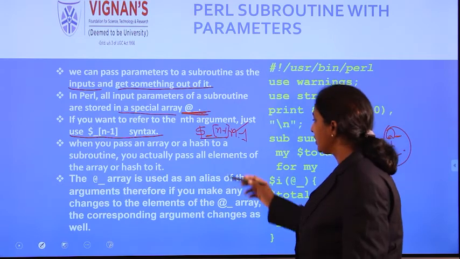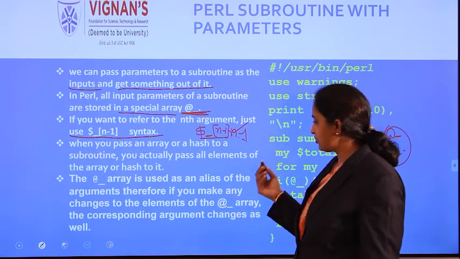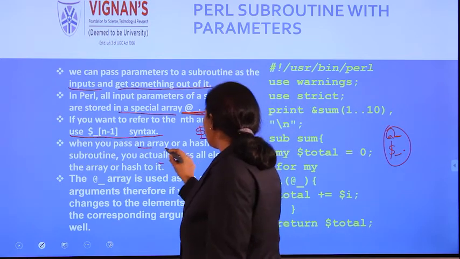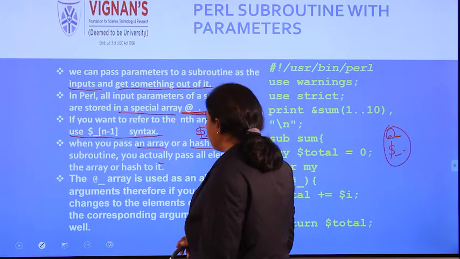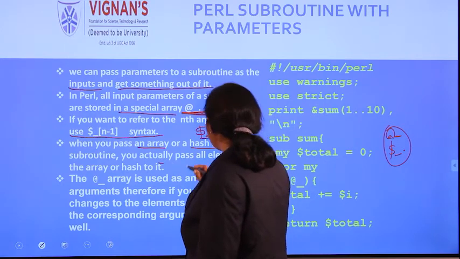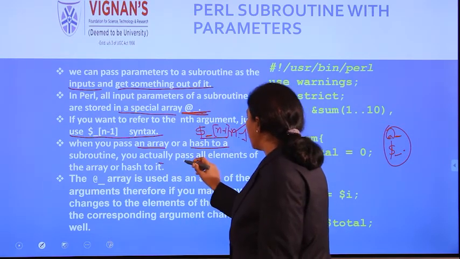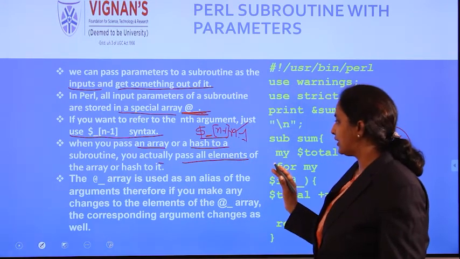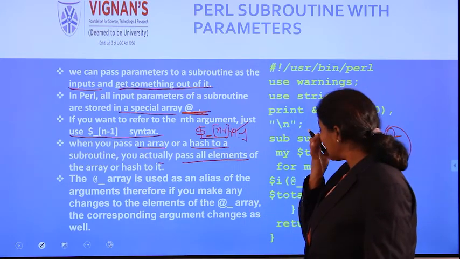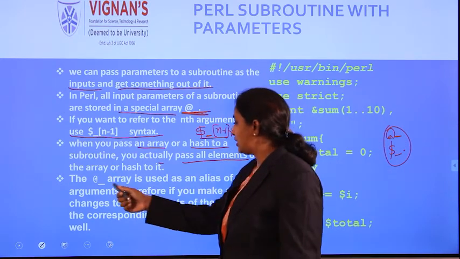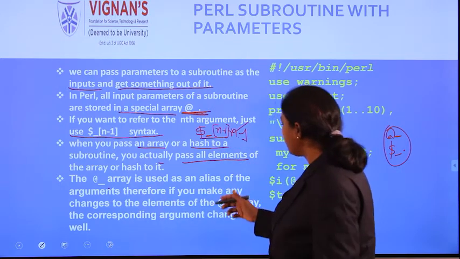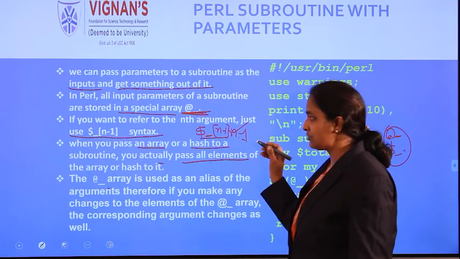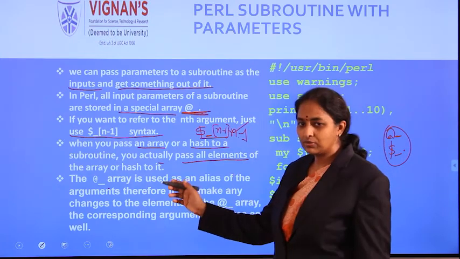When you pass an array or a hash instead of scalar variables into the subroutine, all the elements of the array or hash have to be passed. You are passing all the elements of the array and hashes into the subroutine. The @_ array is used as an alias of the arguments. So instead of writing the arguments, your arguments can be passed into @_.